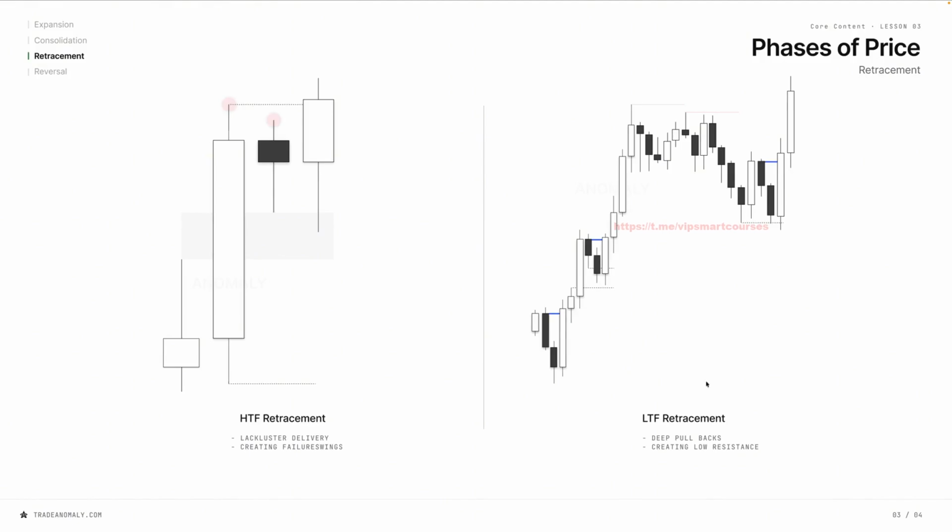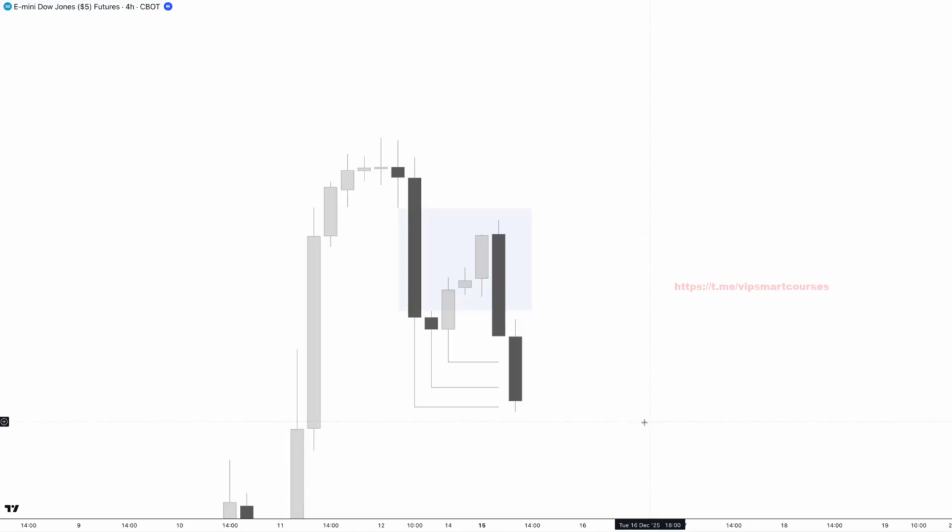So here we are on the lower time frame point of view. Price expands, retraces, as you can see, leaving failure swings. When price leaves failure swings like this, we know it is likely a continuation, and we're just waiting for price to hit a key level to catch that expansion.